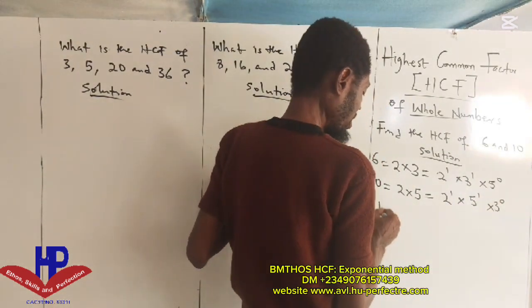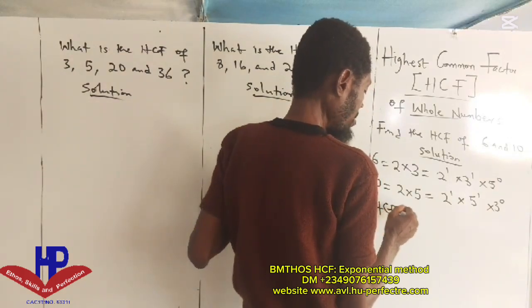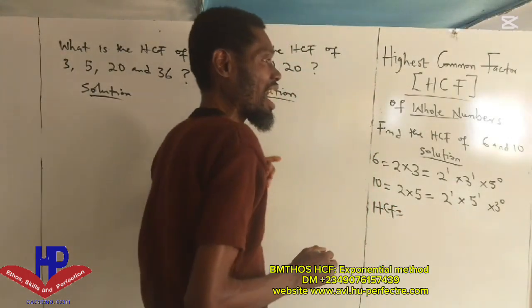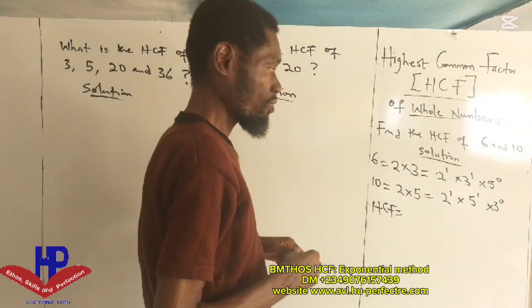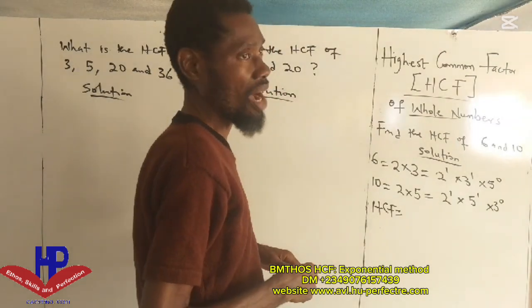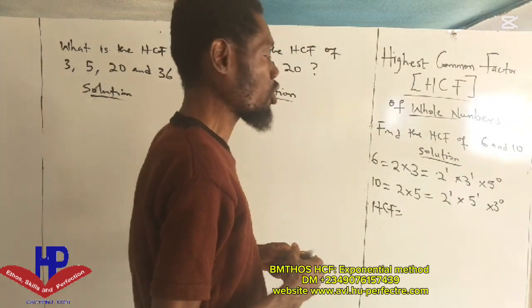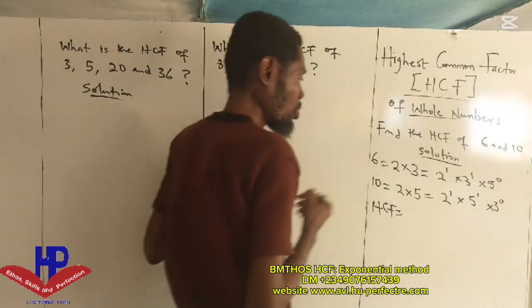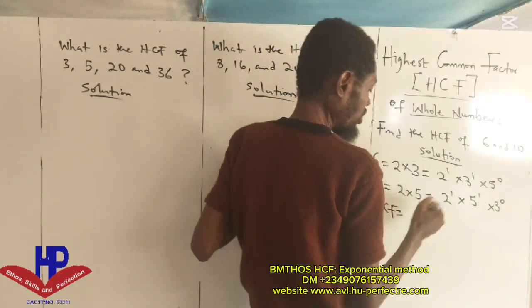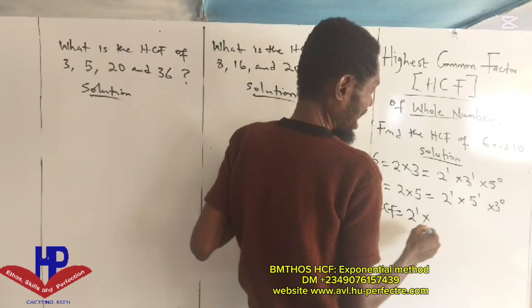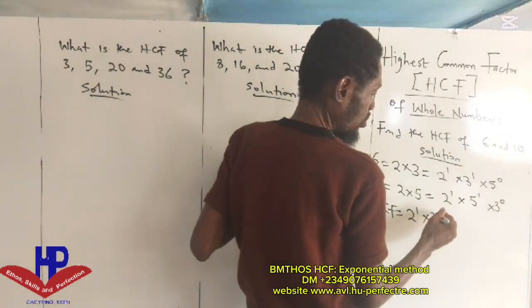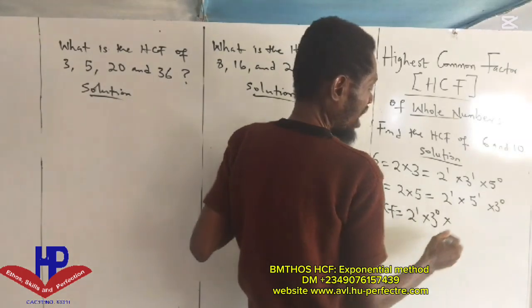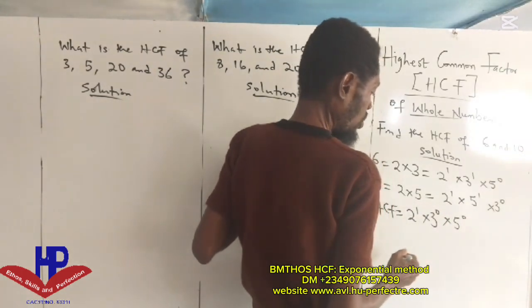Now our HCF will simply be those factors that have the lowest powers in both cases. Those factors with the lowest power in both cases are what we're going to pick out. For 2, the two of them have the same power 1, so I'll pick out only one 2. For 3, we have 3 to the power 0 as the lowest power. For 5, we have 5 to the power 0 as the lowest power.